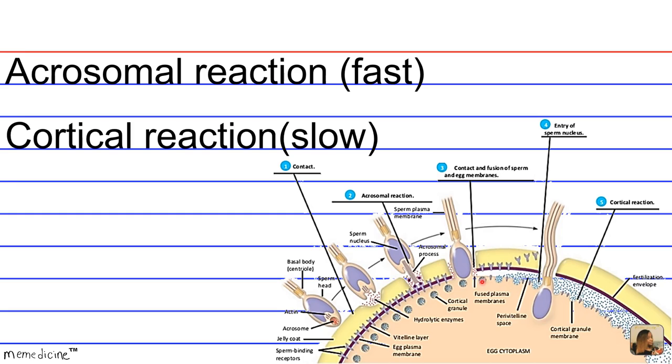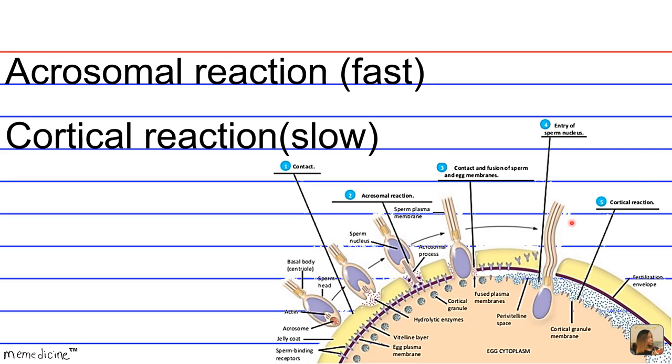These membranes then become depolarized, and it's this quick depolarization that results in a fast block to prevent other sperm from fusing, okay? Because an electric potential is created that repels other inbound sperm. So that's the prevention step that occurs as a result of the acrosomal reaction. And then you have next entry of the sperm nucleus, all right?